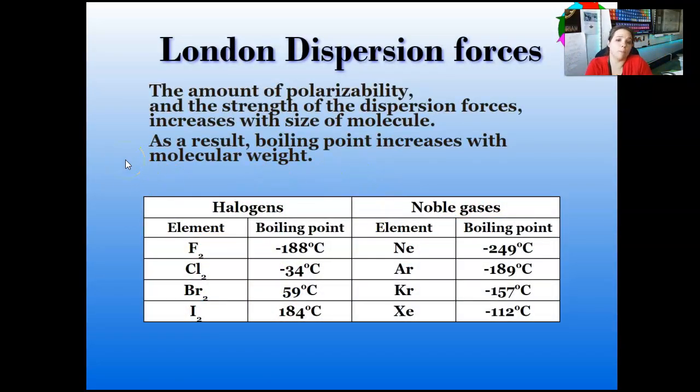So the amount of polarizability, I still can't say that word, and the strength of the dispersion forces increase with the size of the molecules. The bigger they are, the farther away they could be, the farther that force could pull them together, causing the van der Waals attraction. Then the force pushes them away, okay? As a result, boiling point increases with molecular weight. So looking at this, as they get bigger, boiling point gets bigger. As they get smaller, boiling point decreases. Same with neon through xenon.